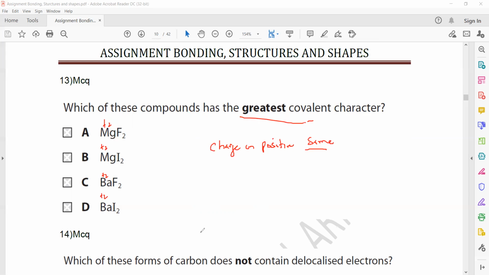So this cannot be a comparison. Then the size of the positive ion should be small. So for a greater covalent character, distortion, which is smaller in size, magnesium, because we have beryllium, magnesium, calcium, barium. So as we go down, the size is increasing. So as the size increases, the distortion or polarization will decrease.